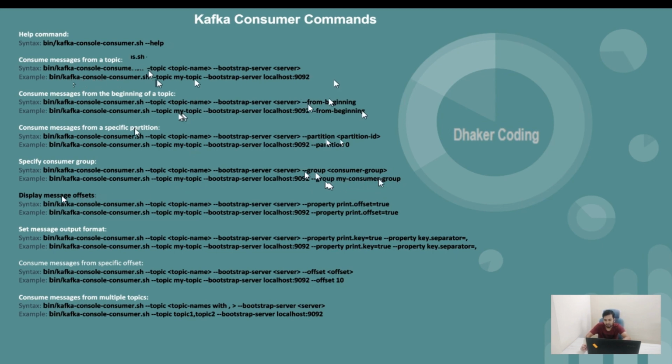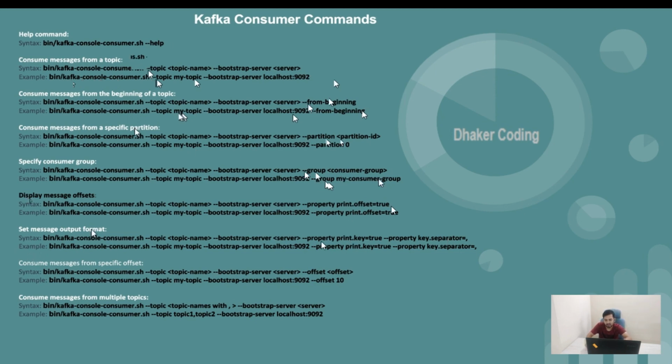Now, let's say I want to display a message offset. You can use the --property print.offset option. Now I want to set the output to message format. So you can use the properties option and just use print.key equals true, and whatever separators and formats you want to read.